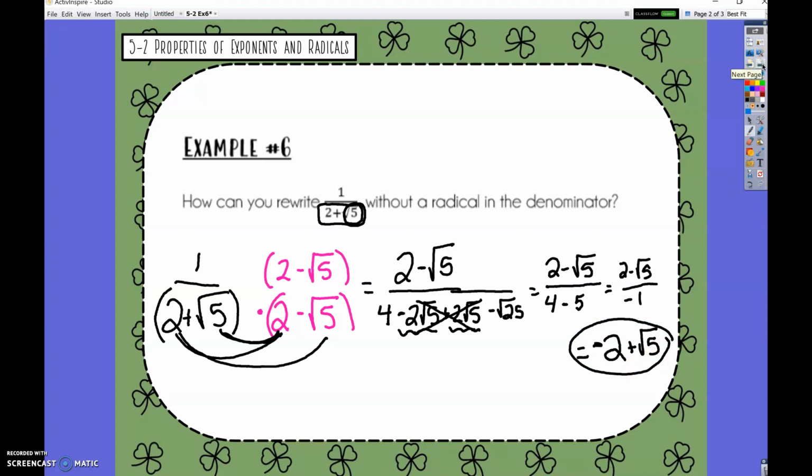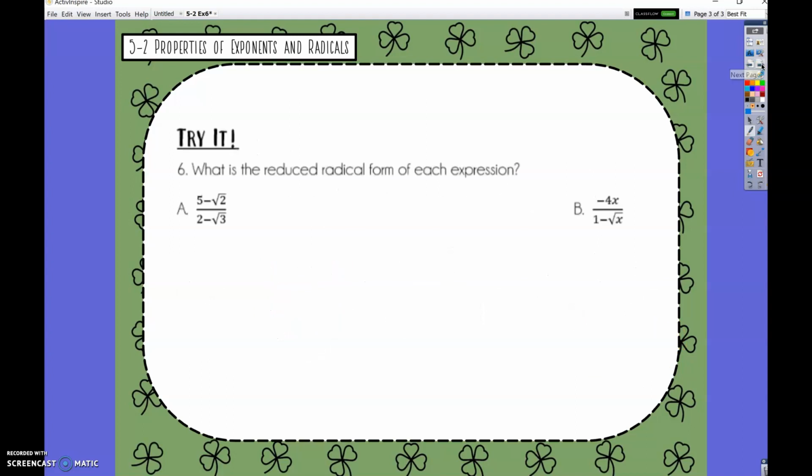Now there are 2 other examples that we could look at. So on this second one, or the first one we'll do, we have 5 minus root 2 on top, but that's okay. 2 minus root 3 in the denominator is not okay. We do not like radicals in the denominator. So the best way to get rid of that is to multiply that denominator by the conjugate. Remember, conjugate is like this opposite sign change. Everything else stays the same.